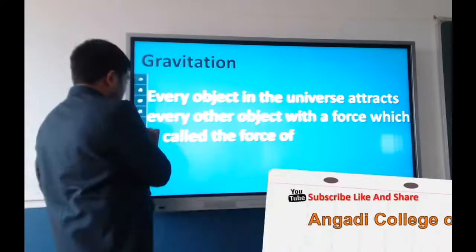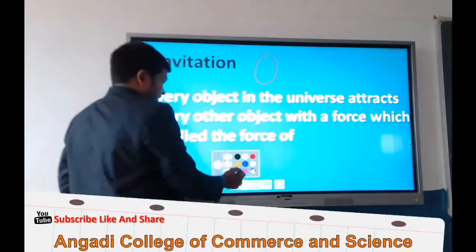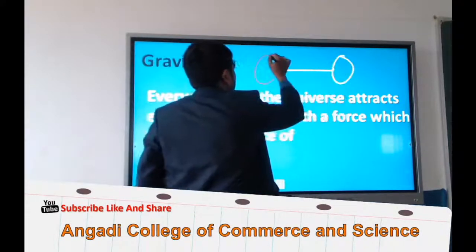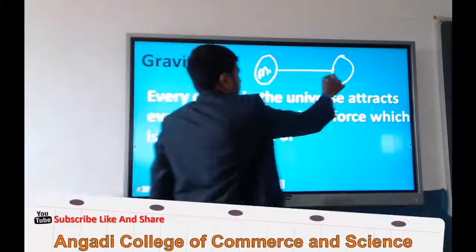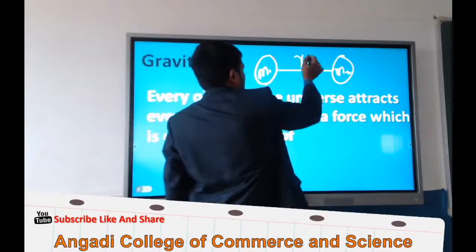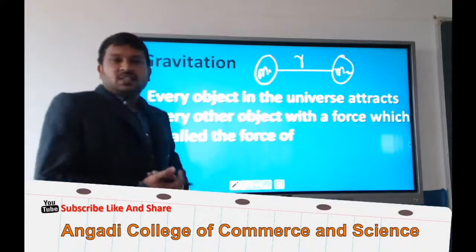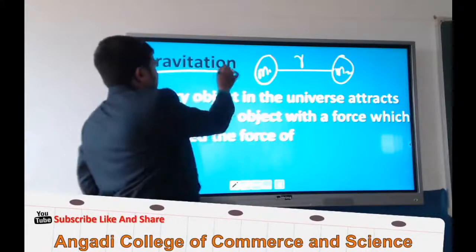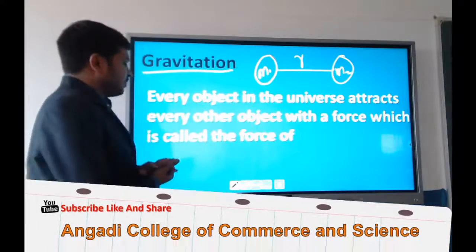Simple. Consider any two objects, of masses M1 and M2, separated by a small distance. In between these two a force is present, and that is what we call gravitation. This is the concept of gravitation.